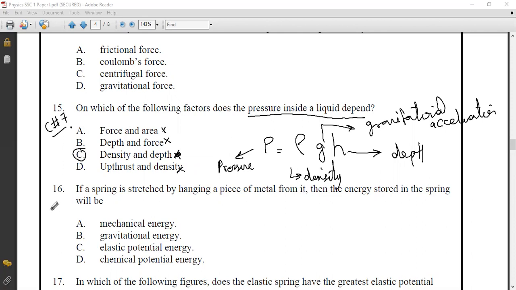So next we have question number 16, that is from our chapter number 6, Work, Power and Energy. If a spring is stretched by hanging a piece of metal, as in this diagram, we have to tell which type of energy is stored in this spring. As we know, when a spring is stretched or compressed, the type of energy that is stored in that spring is the elastic potential energy. So the correct option, question number 16, is option C.